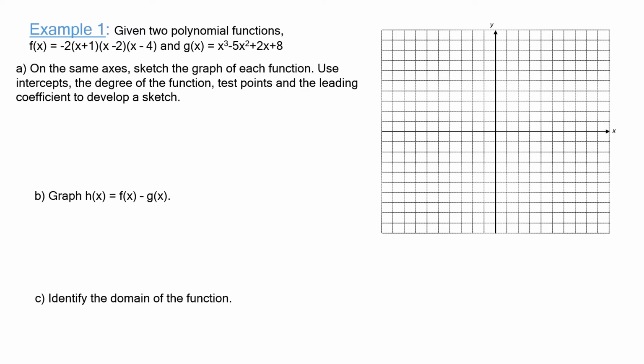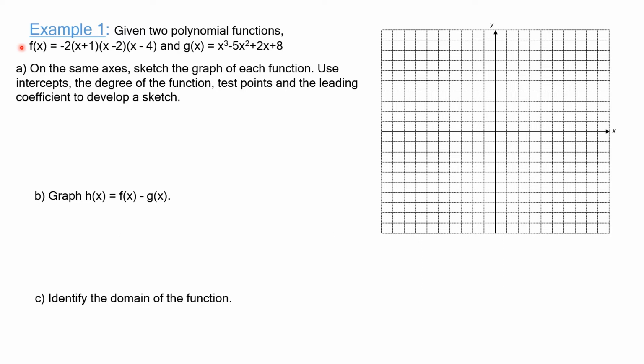Example 1, we've got two polynomial functions here, and we want to graph them. So first of all, this is in factored form. That's going to be pretty straightforward to graph. This one is in standard form. They're both polynomial functions, so that means we're going to look at things like the degree and the leading coefficient, and it's a good review for going back to those earlier chapters, chapter 3, when we talked about polynomial functions.